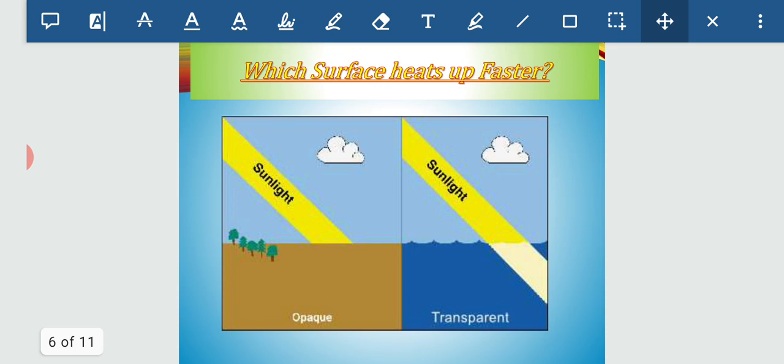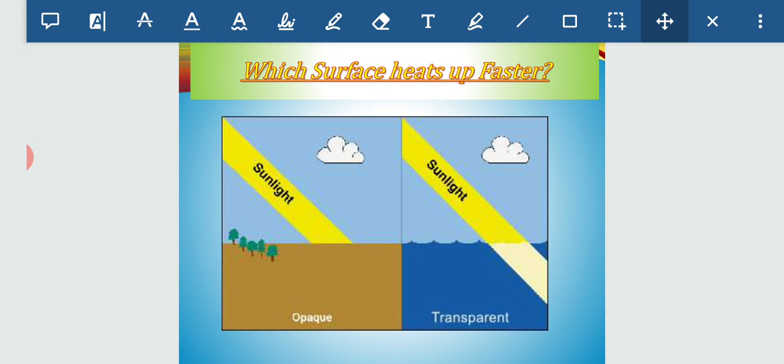Now let us move to some concept-based explanation. We have two surfaces on the earth, that is land surface and water surface. Which surface heats up faster and cools down faster, and which surface heats up slowly and cools down slowly? The surface that heats up faster is the land surface. Now why does land heat up faster?